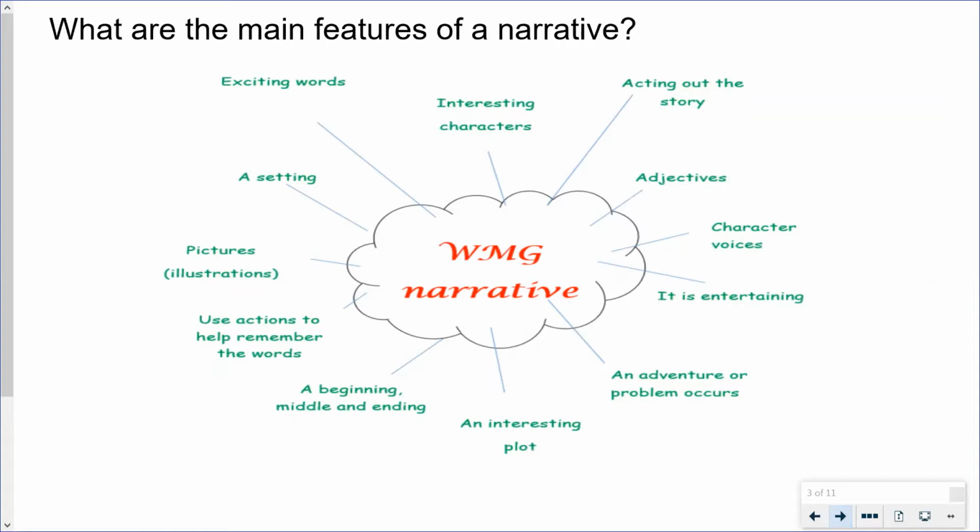A narrative must have interesting characters, a setting, an interesting plot, and exciting words and adjectives. It must include character voices, and it must have an adventure or maybe a problem occurring. It must have a beginning, a middle and an end. We can use actions to help remember the words. It has pictures, like illustrations, and you can act out the story. You have character voices, and a narrative must be entertaining.